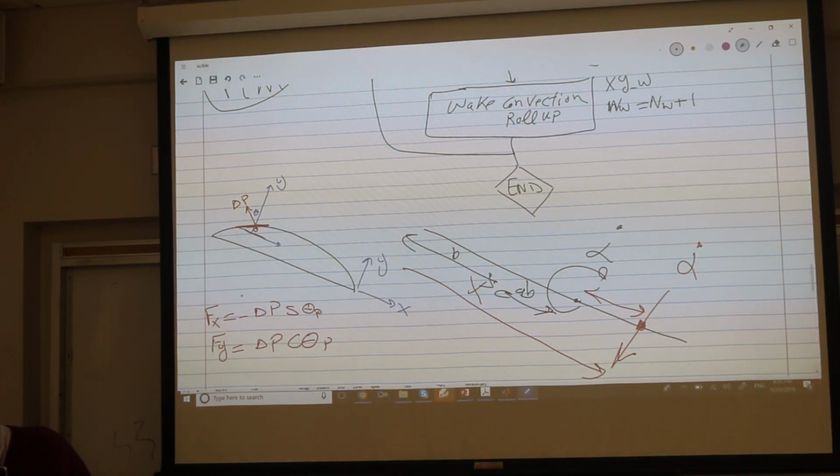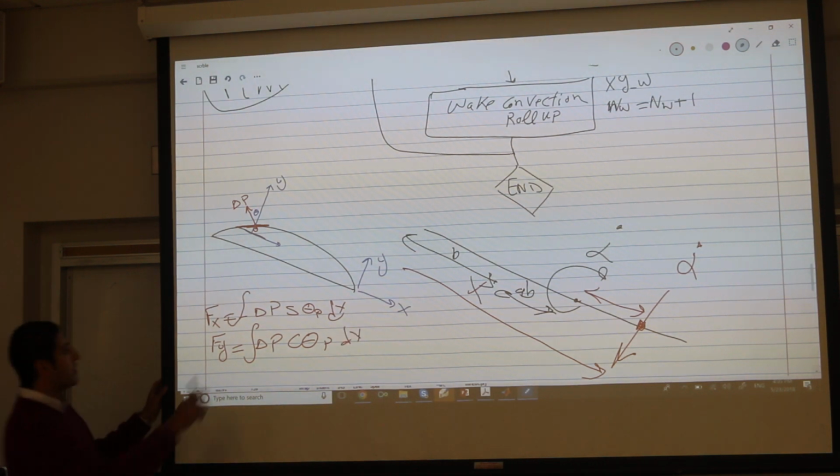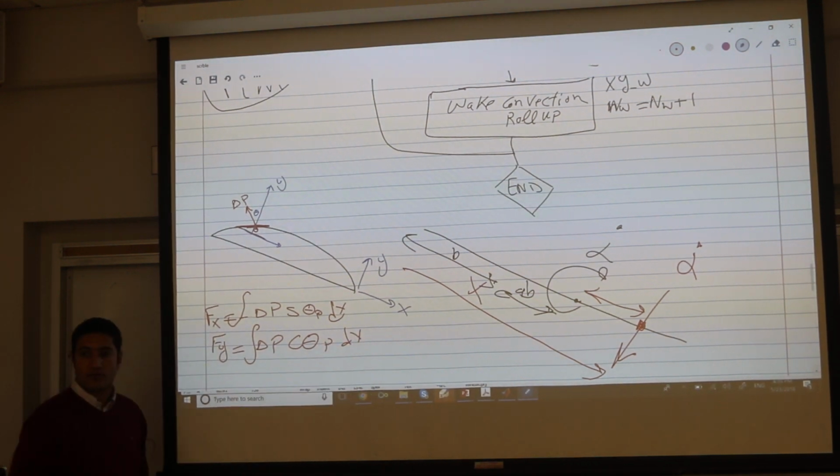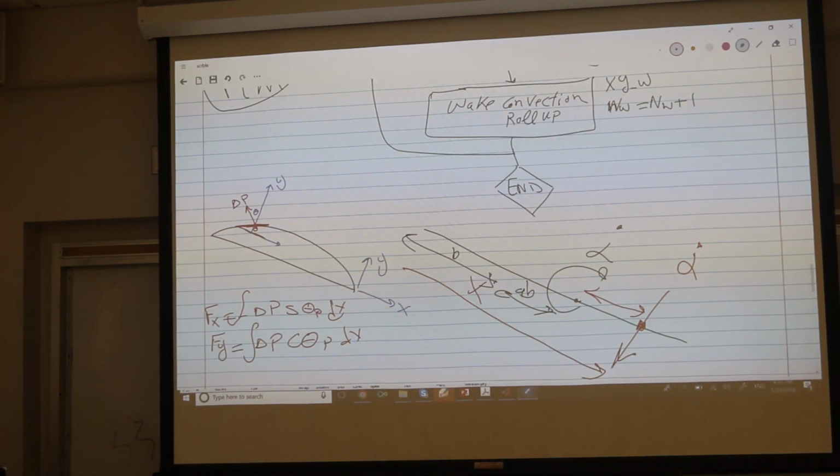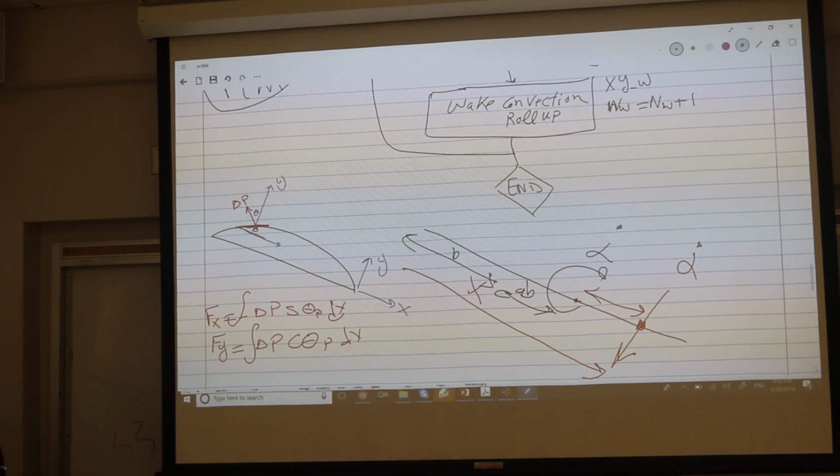And something here we will need to integrate, right? We will need to integrate over dx. We'll integrate the pressure to get the forces, okay? Any question about that? Okay. So let's go back to our MATLAB code to write these two equations.